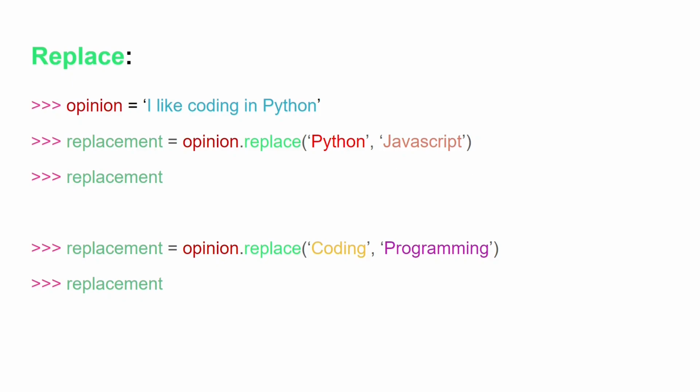If you don't know what JavaScript is, it's basically just another programming language. So the first word is the word that is already in the string that we will replace with the second word, JavaScript. So we can then print our variable out. Below I am doing the same thing, except I'm replacing coding with programming, which has the same meaning as coding, and then we can print our variable out. Let's try both of these examples out in the IDLE shell.